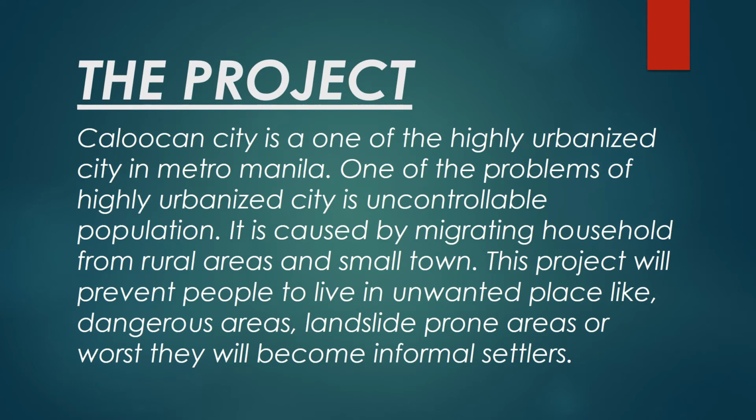Let us proceed to Chapter 1. The project is about the problems of a highly urbanized city: uncontrollable population. It is caused by migrating households from rural areas and small towns. This project will prevent people from living in unwanted places like dangerous areas, landslide-prone areas, or worse, they will become informal settlers.